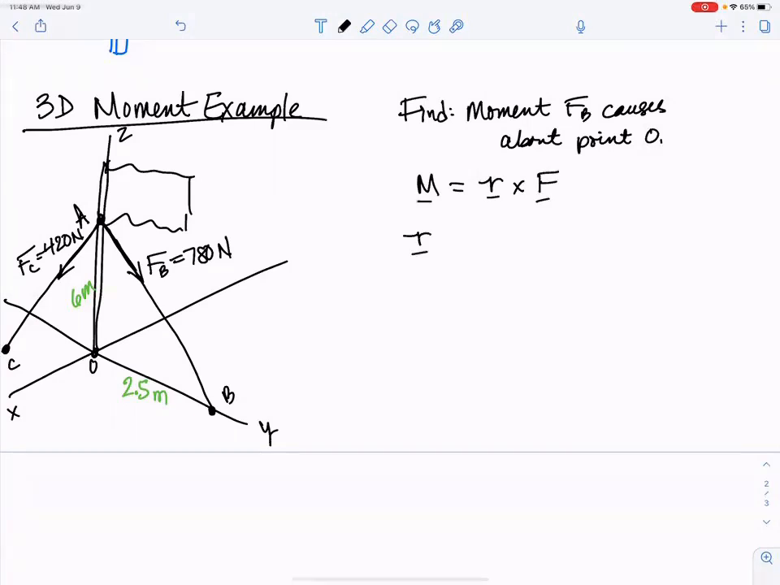I suggest position vector from O to A. That position vector has no X component. It has no Y component. It is simply you go 6 meters up in the K direction. If you didn't like using A and you wanted to, you could do a position vector from O to B. That'll work as well. It's a 2.5 meter vector in the J direction. So either one will work.